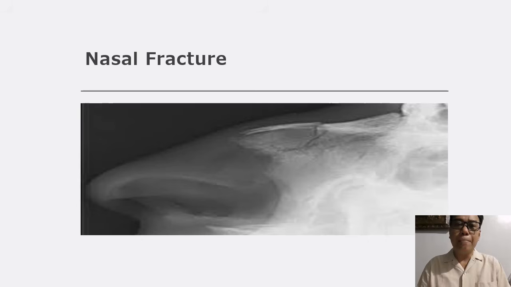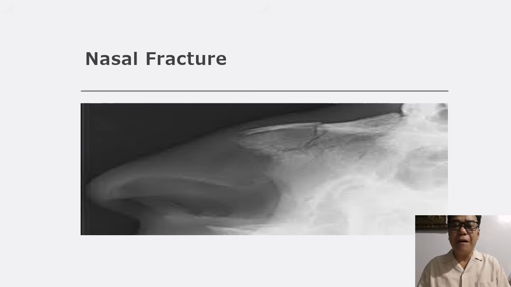Okay. So who usually has this? Aside from those people who are involved in brawling, people who are really into sports could also experience nasal fracture. So for us to be able to prevent it, it is a must to use protective sports equipment. Okay, so that they could protect their facial structures.